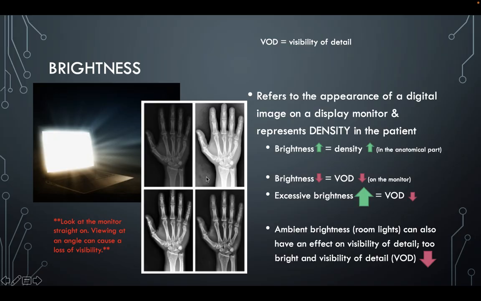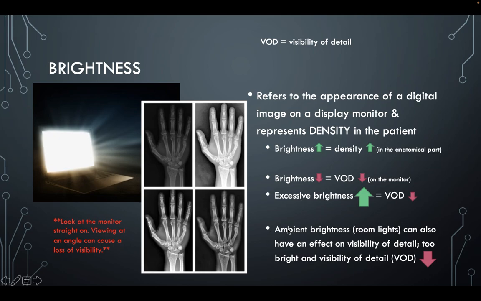If I have excessive brightness, then I'm also going to lose visibility of detail. If I have the monitor set way too bright, or if I have my window width messed up, either opened or closed too much, I'm going to get something that's really dark or really bright. If I don't send through enough technique, I'm going to get something that looks like this. If I send through too much technique, I'm going to get something like this.